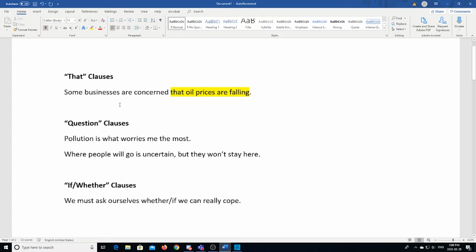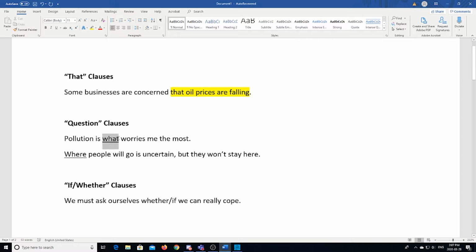The second type we have are question clauses. And these are nominal clauses that include our question words like who, what, where, when, why, how. So in all of these, you will see words like what, words like where. Now I have two examples of these question clauses.